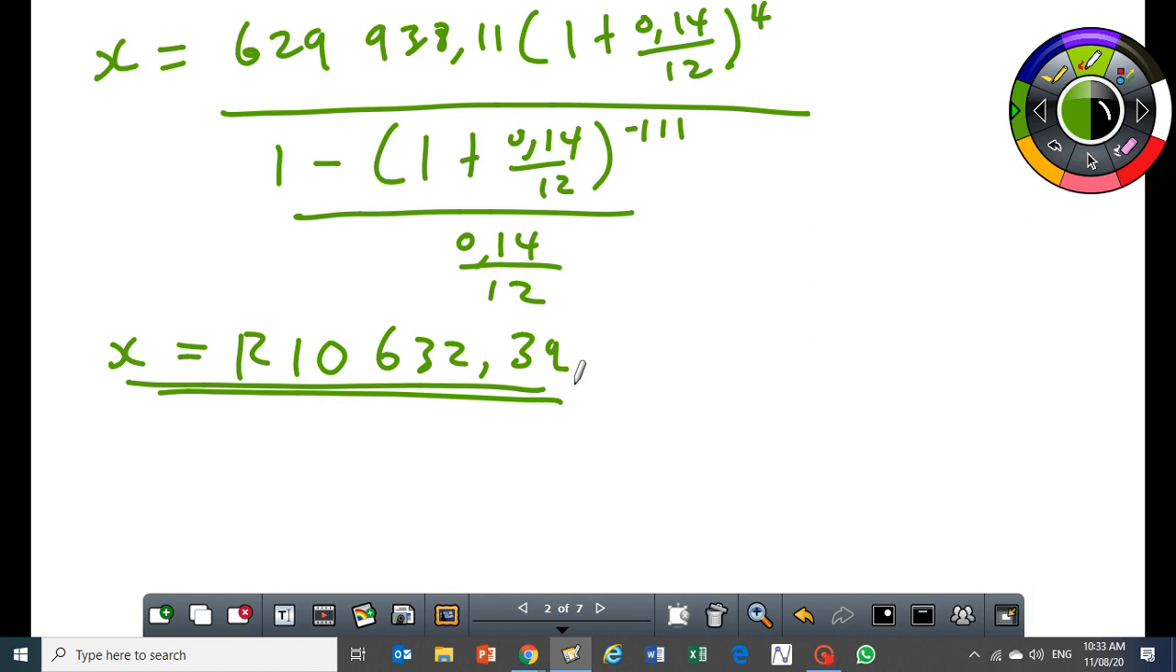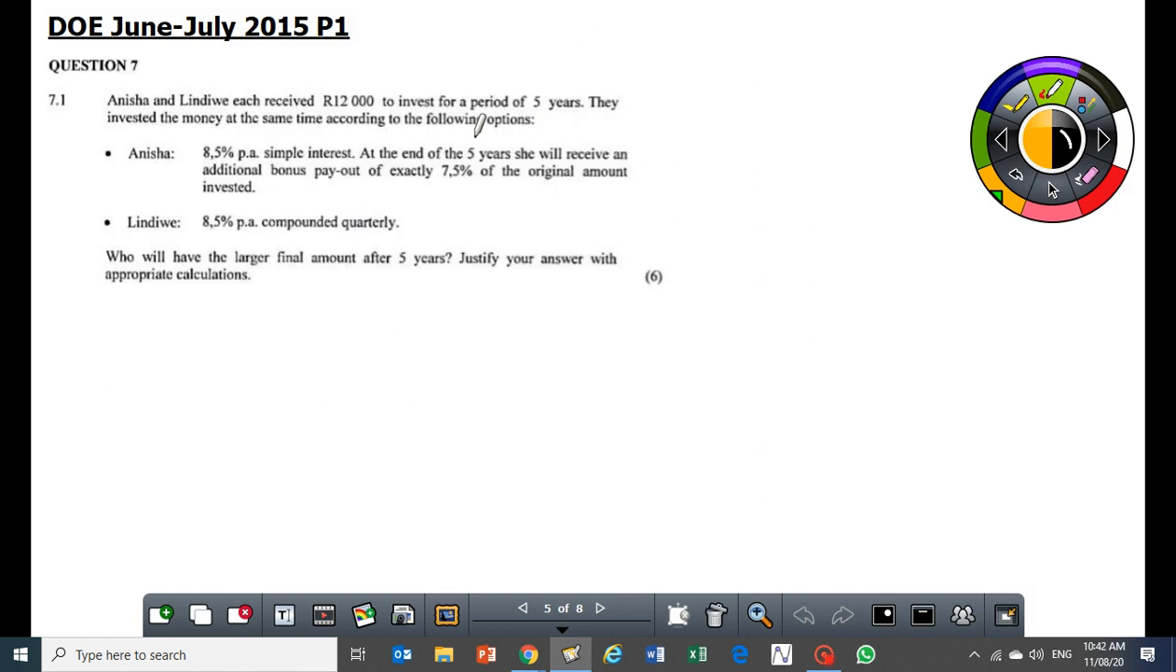All right. Today we have rent to invest for a period of 5 years. Each of the two got 12,000 rand, and they're supposed to invest for 5 years. They invested the money at the same time according to the following options. For Anisha, she had 8.5% per annum simple interest. At the end of 5 years, she'll receive an additional payout of 7.5% of the original amount invested. Then for Lindiwe, she had 8.5% per annum compounded quarterly. The question says, who will have the larger final amount after 5 years? Justify your answer with appropriate calculations. That's 6 marks.